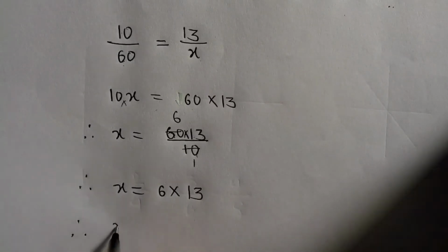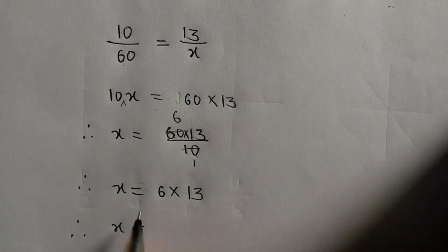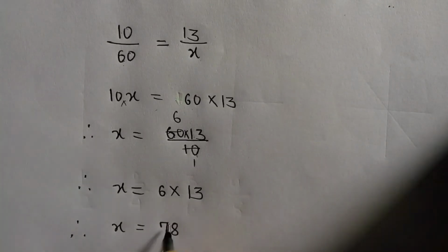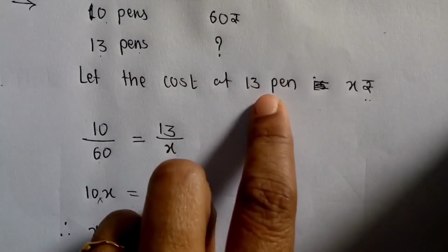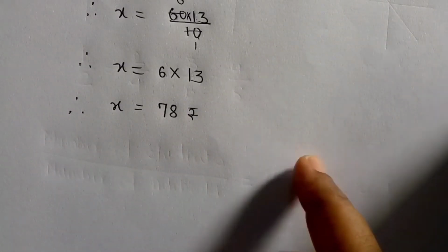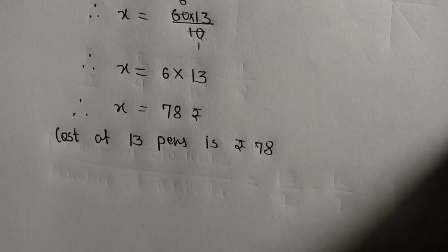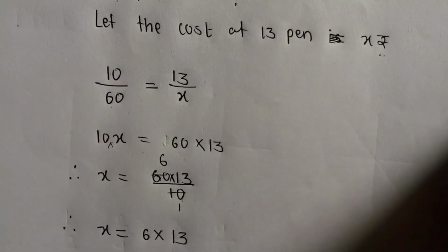Now multiplication. 13 sixes are 78. So x is equal to 78. Means what? We have considered this x as the cost of 13 pens. So we got the cost of 13 pens. Here we can write: the cost of 13 pens is rupees 78. So if such a question is asked in the exam, now you can solve it orally also.